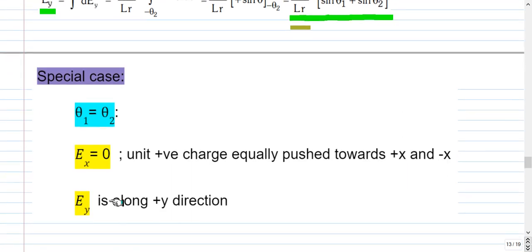So when theta 1 equal to theta 2, electric field in the x direction is 0, unit positive charge will be equally pushed towards positive x direction and negative x direction. But in the y direction there will be a net electric field.